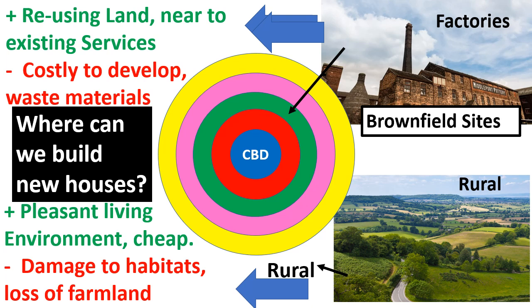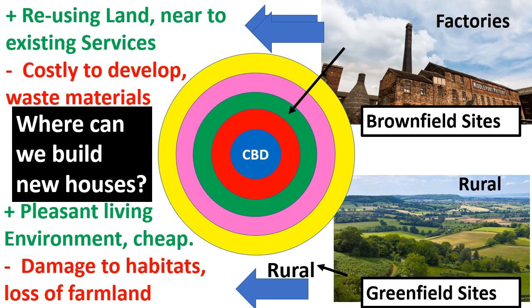Now, the old factory sites are called brownfield sites, and the rural sites are called greenfield sites, and both of those have got positives and negatives to them.